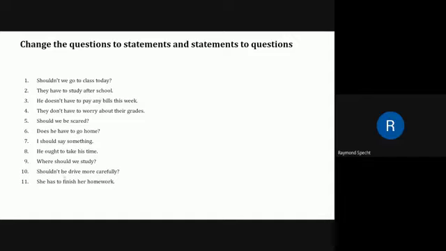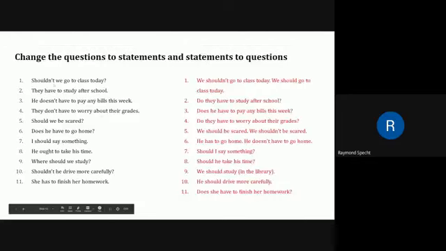All right. Hopefully this wasn't too difficult. Let's check answers on this. Shouldn't we go to class today is a question. We shouldn't go to class today. Or we can say in the positive, we should go to class today. Don't forget, we can change these into positive or negatives.